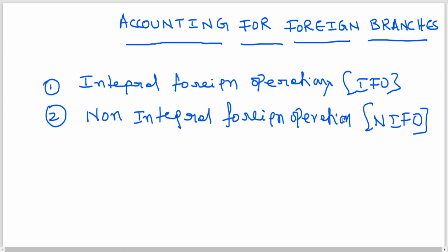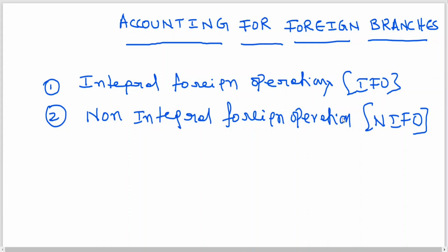So for a USA-based company with its head office situated in the USA, India becomes a foreign branch. If India has a head office and you have a branch in the USA, that is called a foreign branch. So when you're doing this, point number one, you should remember that after getting the trial balance of the foreign branch, you need to convert that into Indian currency.